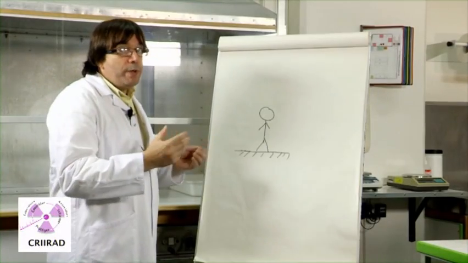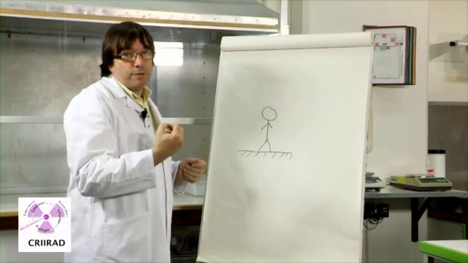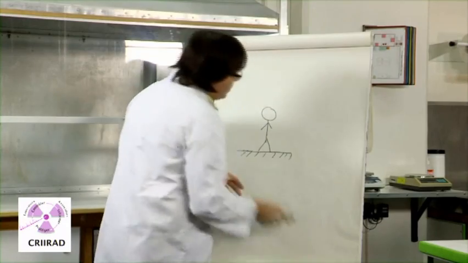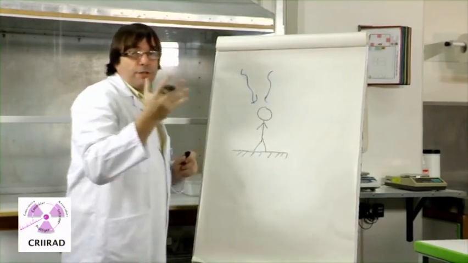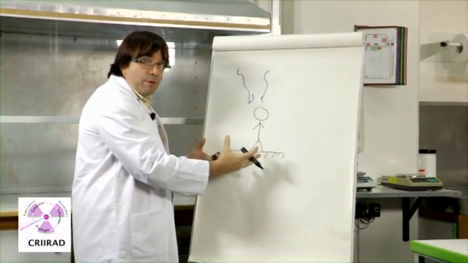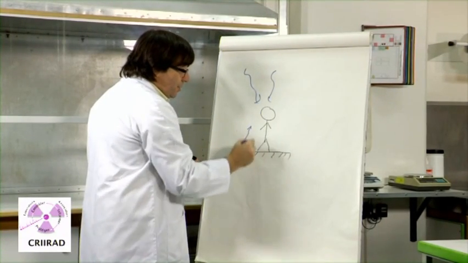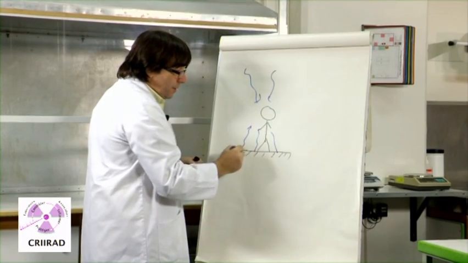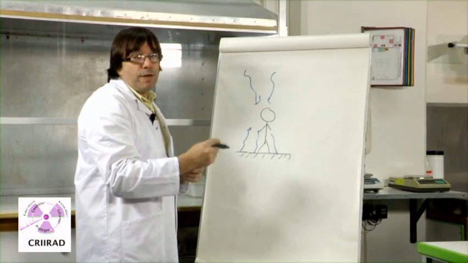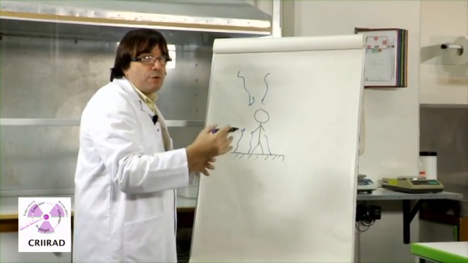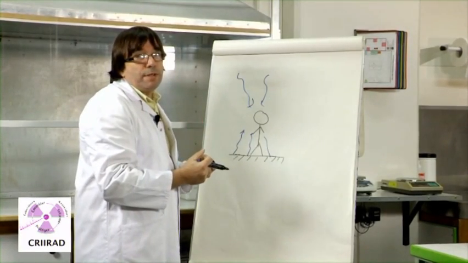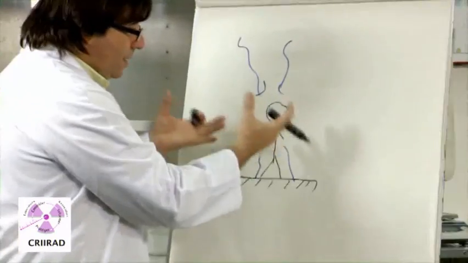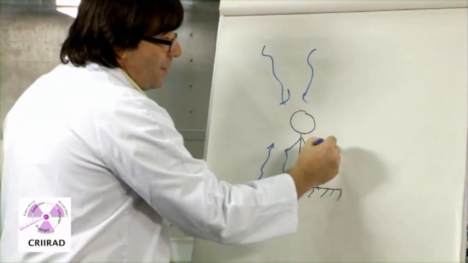On Earth, we are exposed to radiation. Radiation coming from the sky and the space, and radiation coming from the ground, from the soil. Because in the soil, there are many natural radionuclides, uranium, thorium, and they send very powerful radiation in the air, which are called gamma radiation.